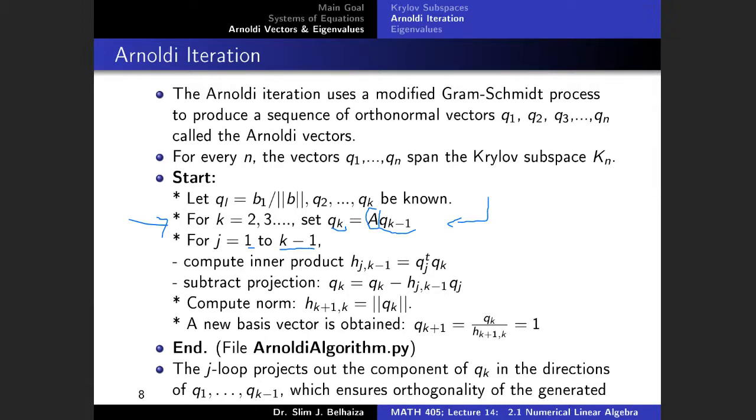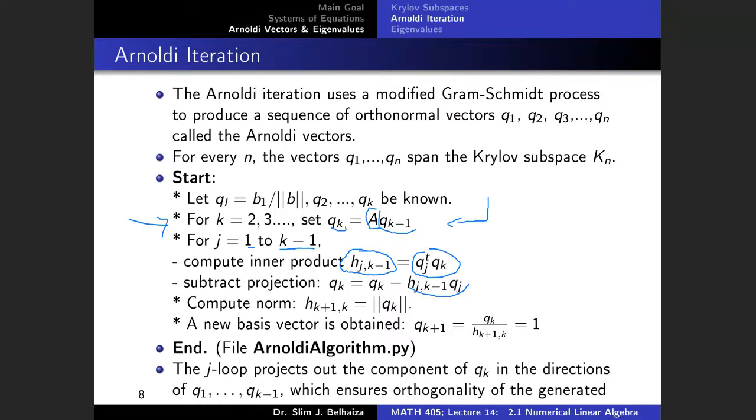Am I right? So to do that, you compute the inner product h_{jk-1}, because j is the iterator here, and k minus 1 is just where you are going to stop. So j is running from 1 to k minus 1. For example, if k is equal to 4, j goes from 1 to 3. You compute the inner product. And since you need this inner product at the end to be equal to 0, you're going to subtract the projection. So from q_k, you subtract this value. You subtract the inner product.